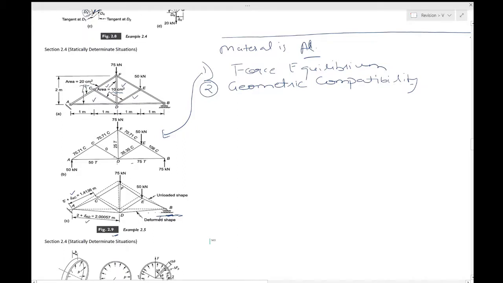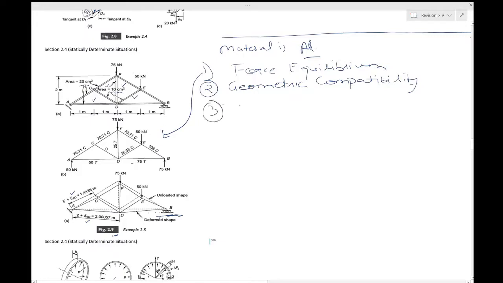Okay, and this length was initially 5. Okay, let's take this one. This was initially 2 meters, and now you are taking a delta AD which is there, and that's how you can find each one of these. So delta AD is an unknown, okay, until now.